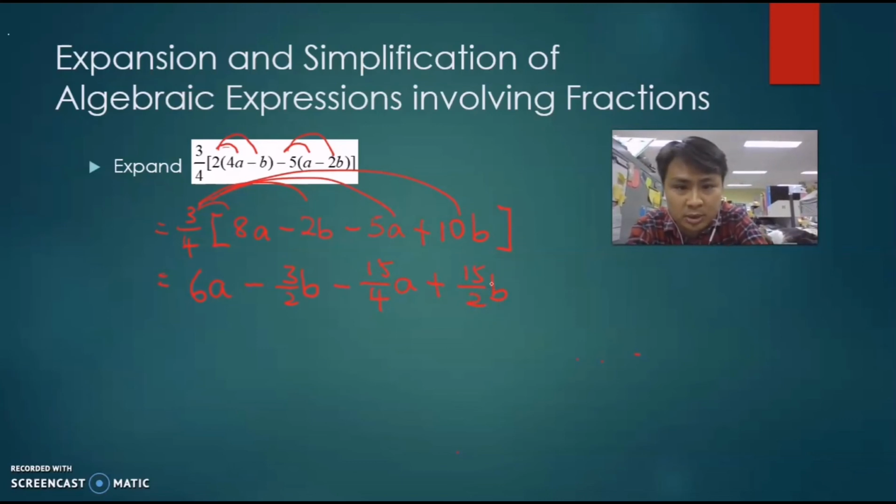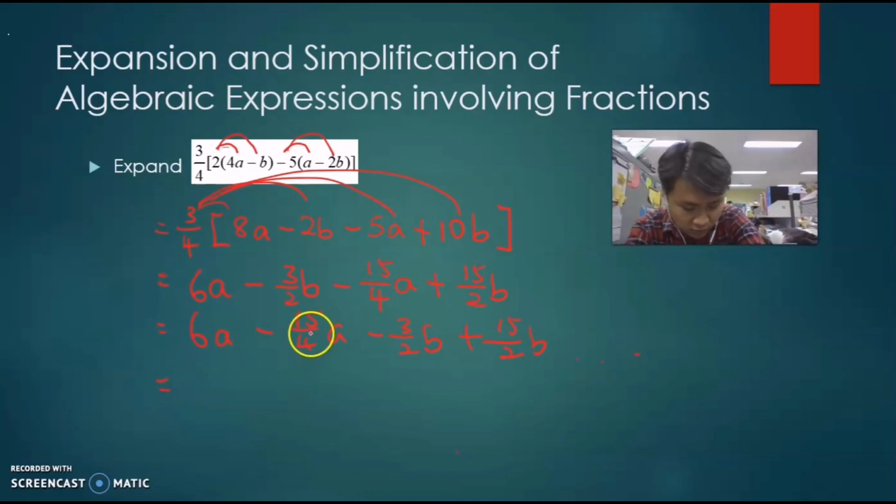Next we will rearrange our terms. Just remember the sign belongs to the left side. So 6a is positive, 3/2 b is negative, 15/4 a is negative, 15/2 b is positive. Rearrange our terms. Group a together, group b together. So 6a minus 15/4 a minus 3/2 b plus 15/2 b. Now this part here we can just use a calculator.